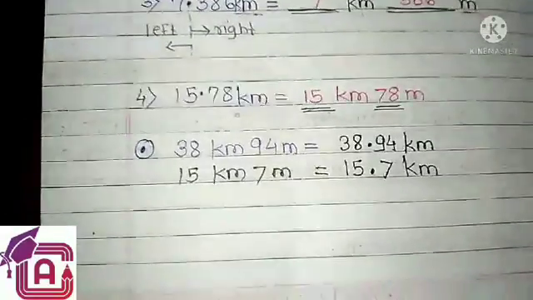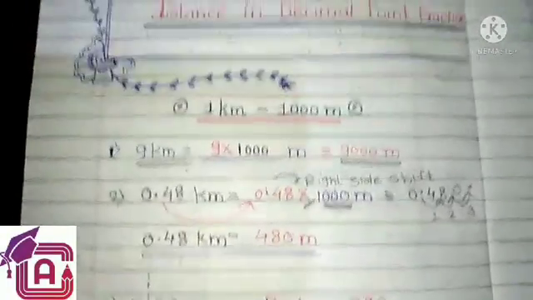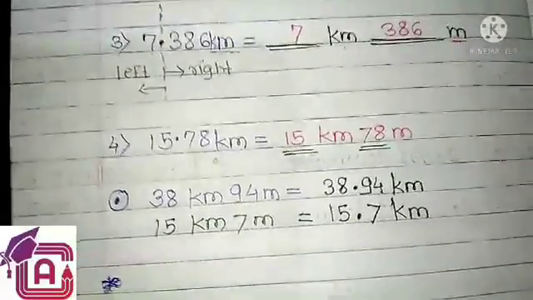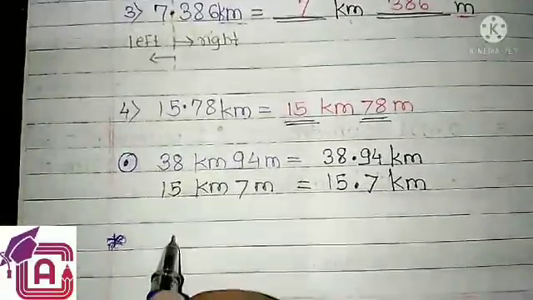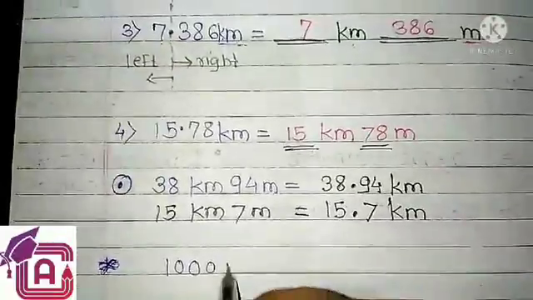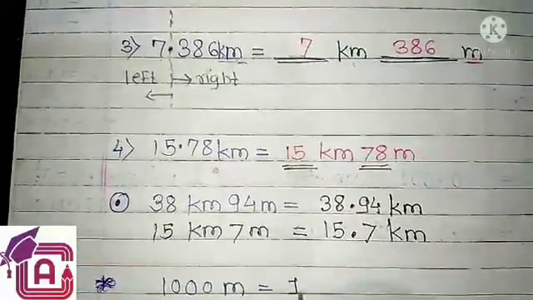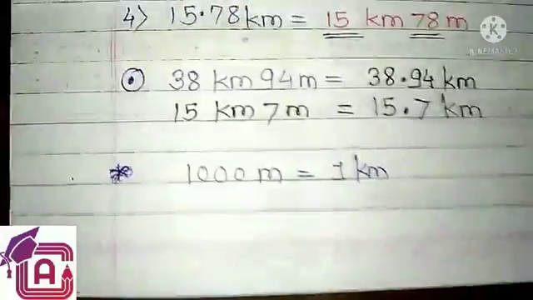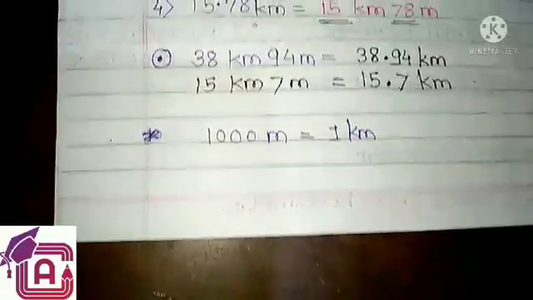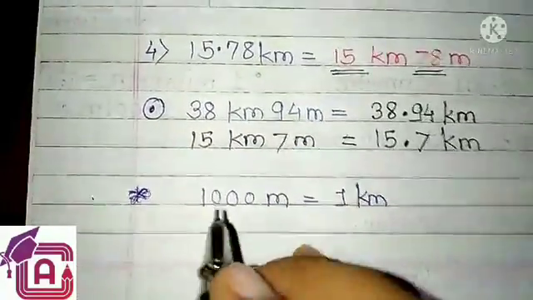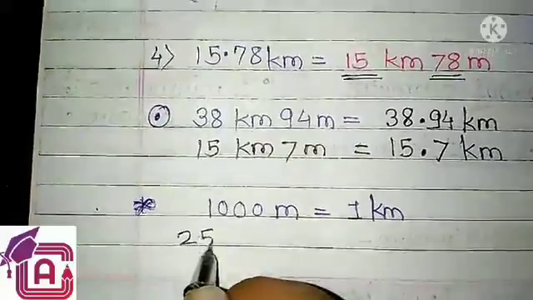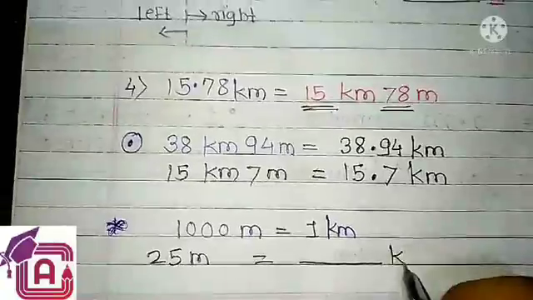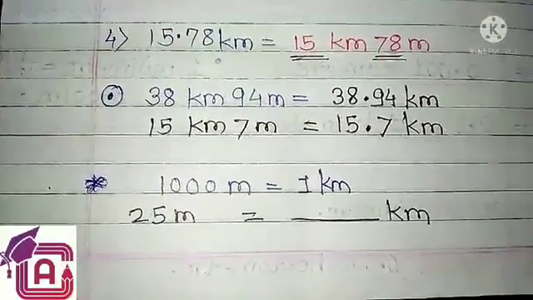Now these operations are related with the multiplication, kilometer to meter. And suppose we know that 1000 meter is equal to 1 kilometer. I am doing the opposite operation, that is 1000 meter is equal to 1 kilometer. If I have to calculate 25 meter is equal to how many kilometer? 25 meter is equal to how many kilometers?